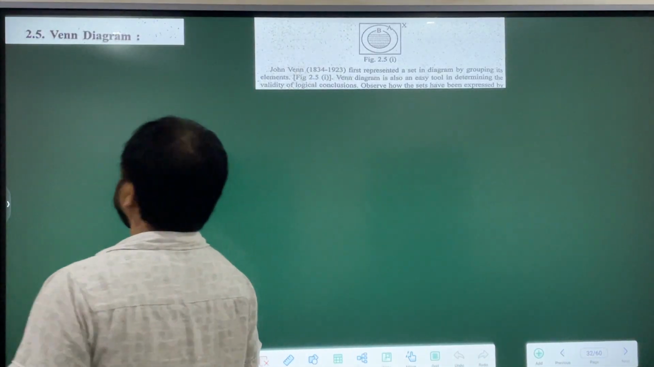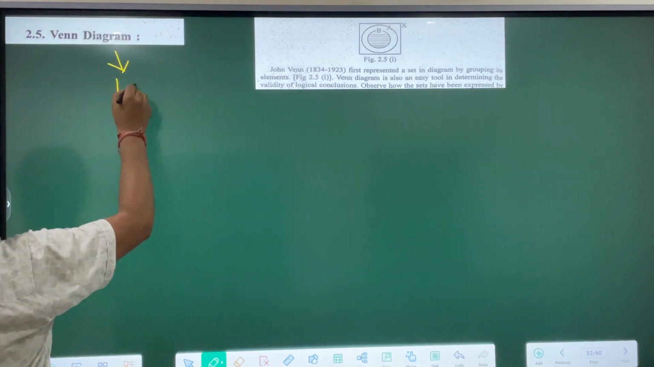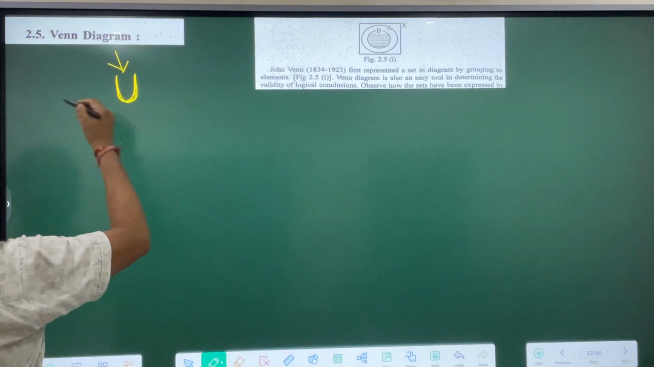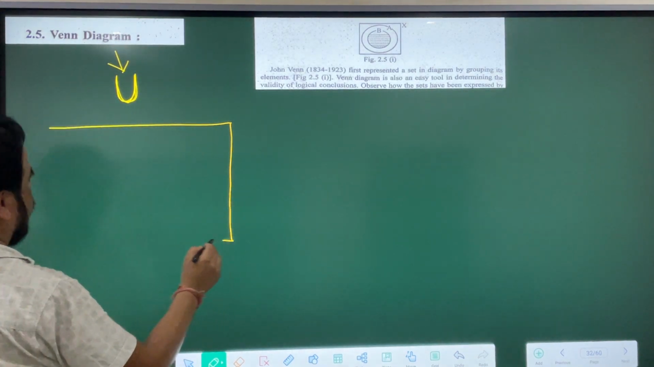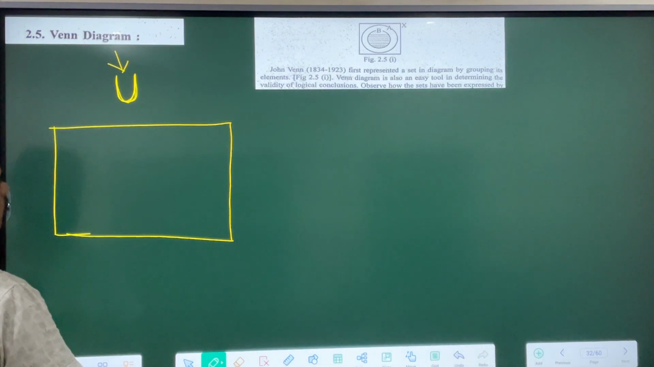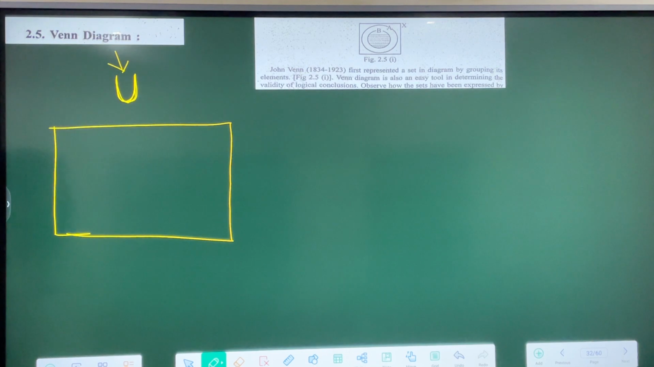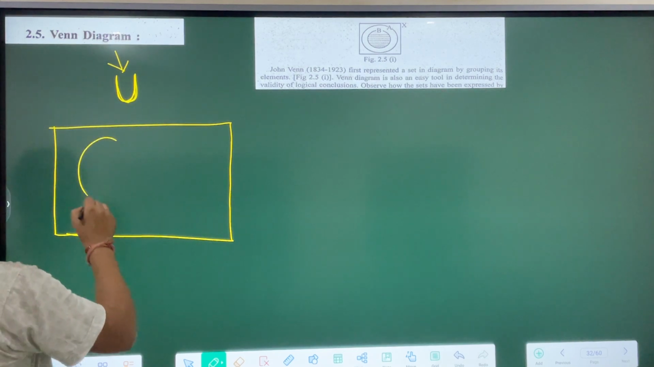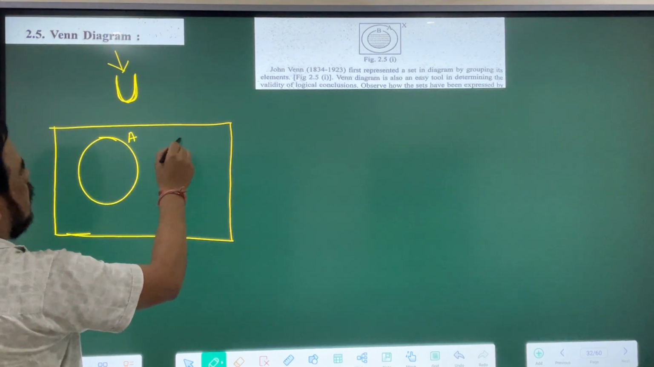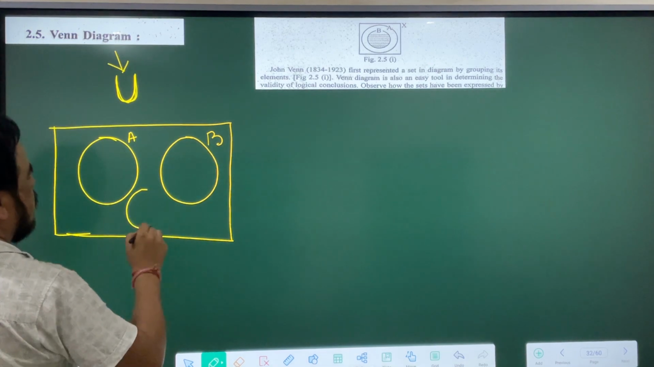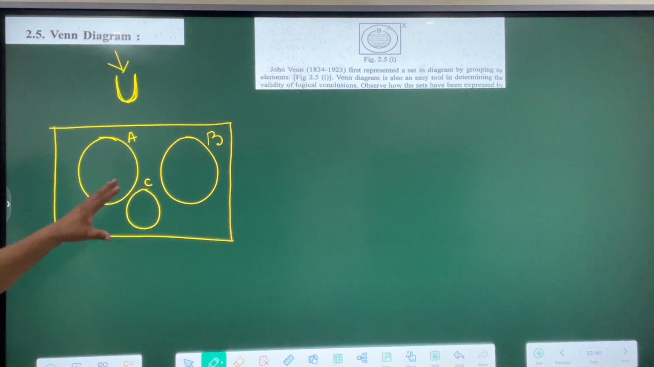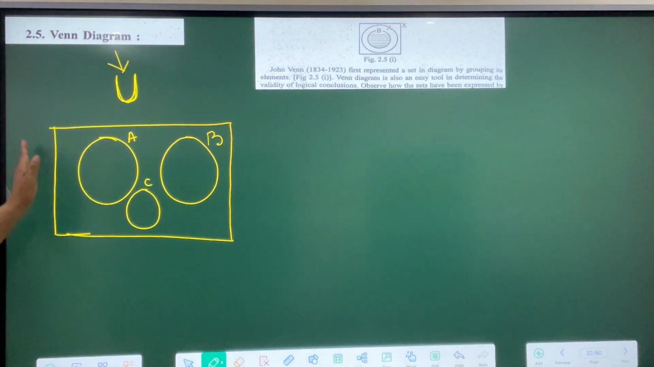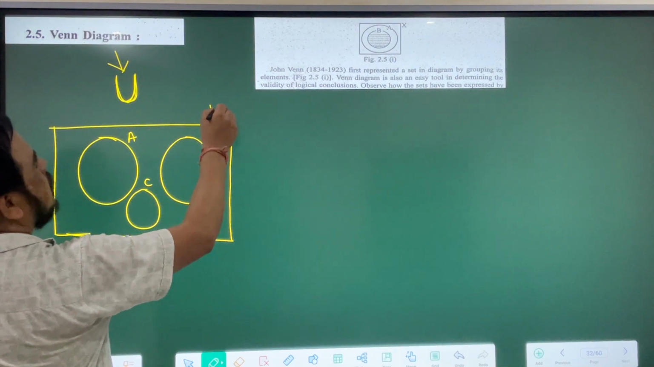Okay. So Venn diagram, first of all, it is related to universal set. There will be always a box, rectangular box. Inside this rectangular box, we will have to represent the sets by circles. This is a set A, suppose. This is a set B, suppose. This is a set C, suppose. So many more sets can be represented inside the box. As a whole, this box is universal set.